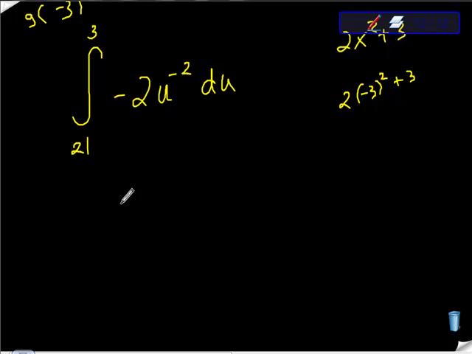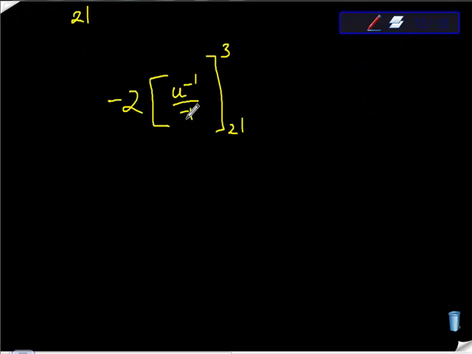Now I have to integrate this. So when I integrate this, I'm going to get negative 2 times u to the negative 1 over negative 1 as evaluated from 21 to 3, right? This negative and this negative cancel, so I have 2 u to the negative 1, which is 2 over u, right? As evaluated from 21 to 3.